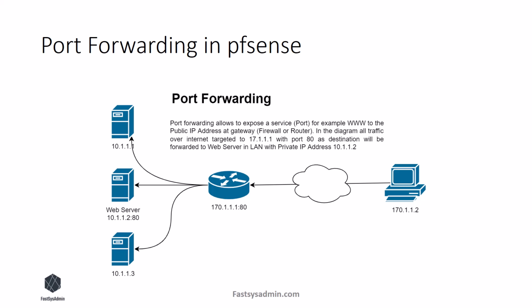Port forwarding basically allows us to expose a service, for example, a web service, from our server that resides inside the LAN to the interface on a firewall that is on a public IP address. So basically, port forwarding forwards traffic on a specific port from the public interface towards the local interface.